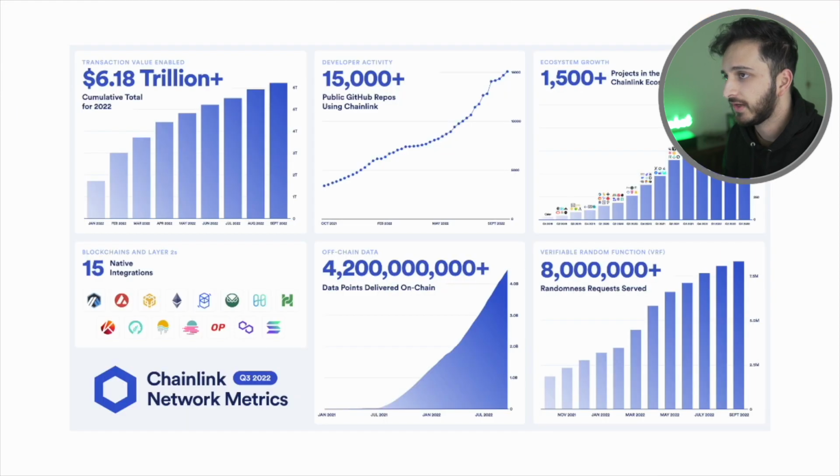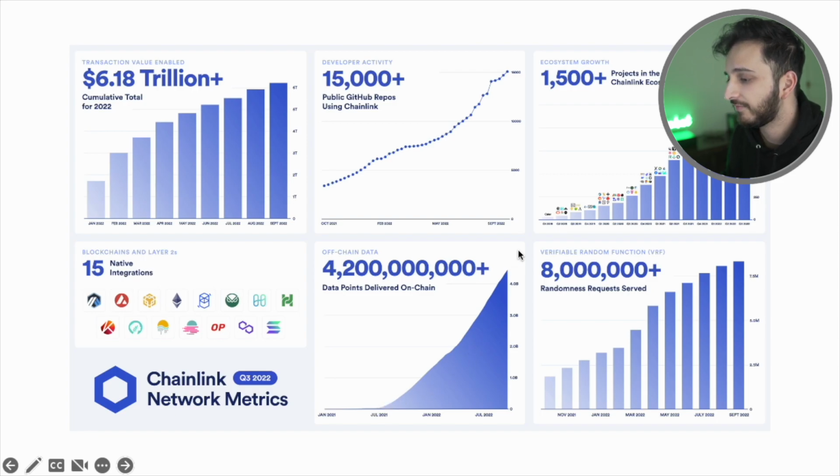So yeah, just some network metrics from Q3 of this year. So far the cumulative total transaction value enabled by Chainlink is about 6 trillion. There's 15,000 plus developer activities on GitHub. And I think this is probably one of the more interesting ones, that we've got 1,500 plus projects within the Chainlink ecosystem, and this is constantly growing. And we can see that there's about 4.2 billion data points delivered on chain as well. And you can see this is just parabolic.